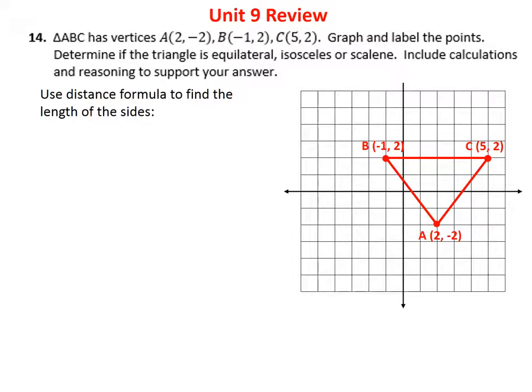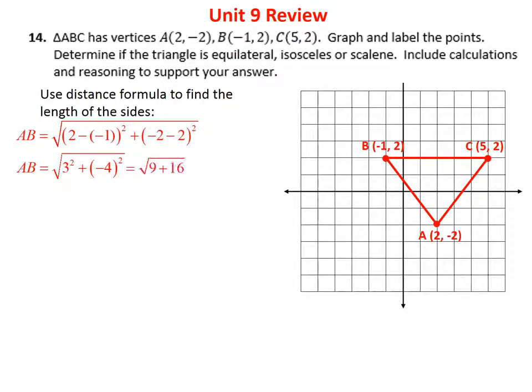So I'm going to use the distance formula. And notice for AB, my x value is 2 minus -1. And my y is -2 minus 2. So I end up with 3 squared plus -4 squared, or the square root of 25, which is 5. So that length is 5.